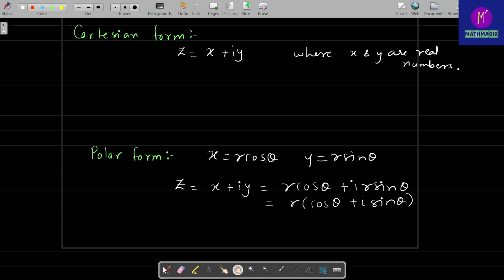Now what is this r and theta? It's very simple. r is nothing but the modulus of z, which is the square root of x square plus y square. And we know that theta is nothing but tan inverse of y by x.